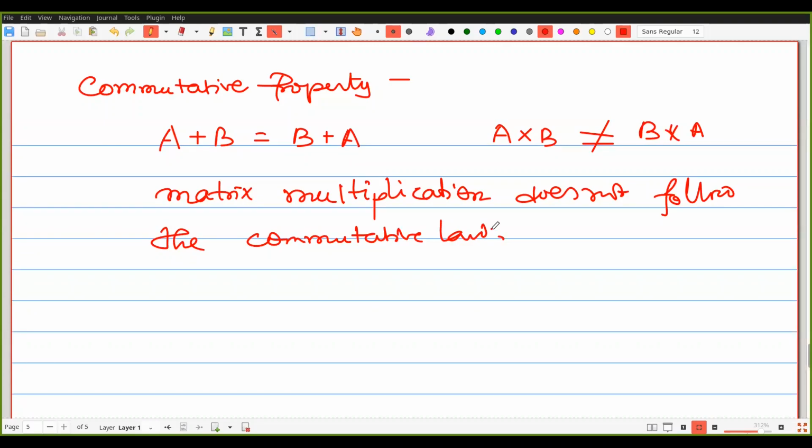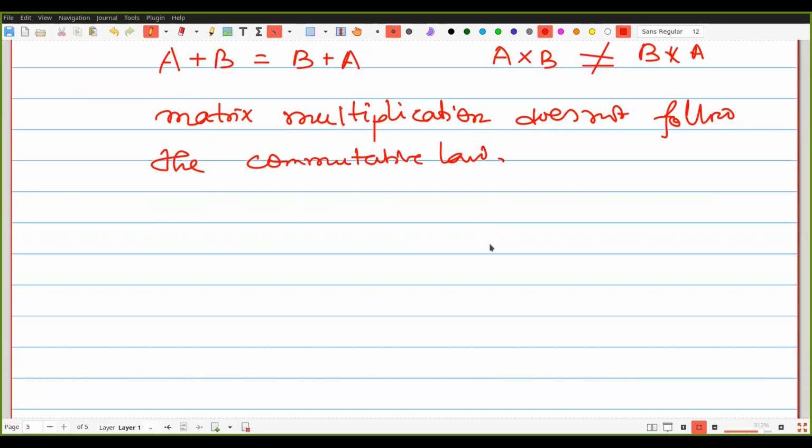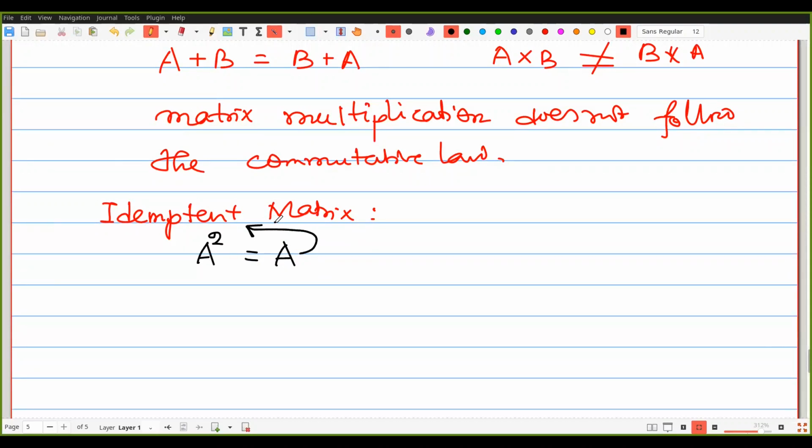Okay. Next one, whatever the first question was, that said something about the idempotent law. Already we have that one. Idempotent matrix. In the case of an idempotent matrix, when we have a non-null matrix A, and if we have A square is equal to A, then we must say that A is the idempotent matrix.